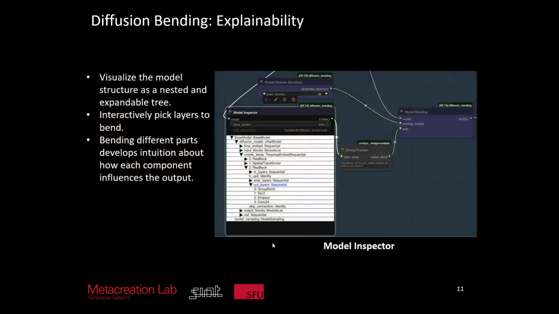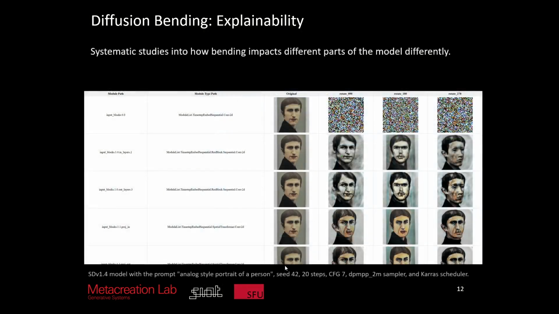More relevant for this workshop is the model inspector, which visualizes the model structure as a nested and expandable tree. Users can interactively pick the layers from this model inspector that they want to bend through the model bending node. The idea being that by bending different parts of the model, artists can develop intuition about how each component in that model, each layer of that model, influences the output.